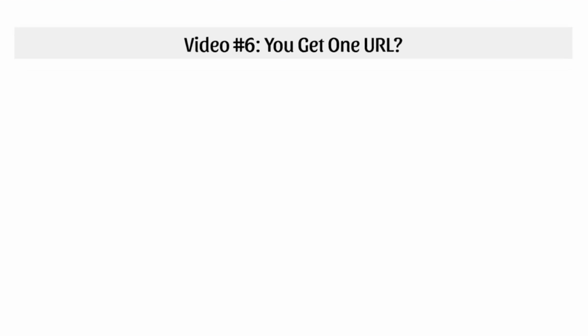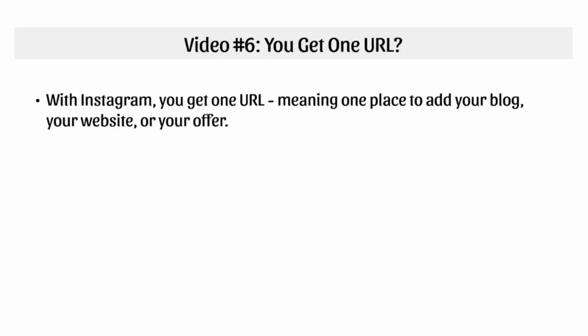It's called You Get One URL. So that's the reality with Instagram: you get one URL, meaning one place to add your blog, your website, or your offer. It's not like Facebook where you can create a post every single time and put a URL directly to your offer. You get one URL, so you've got to choose it wisely. So the question is, what URL should you use?